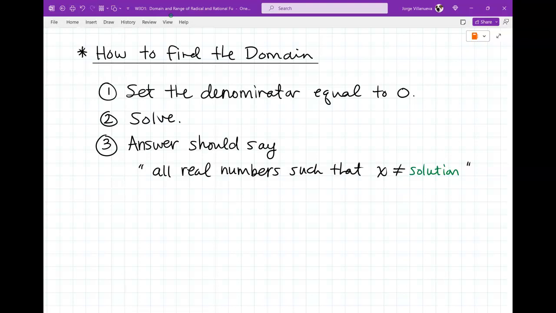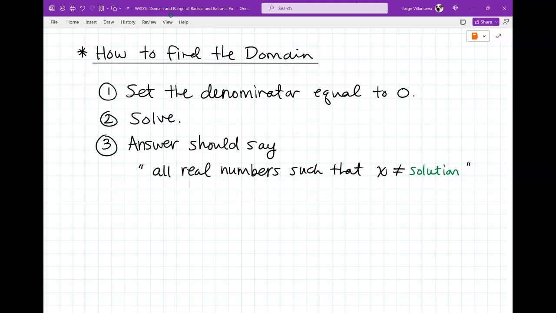Okay? And number 2, you're going to solve it. Once you set it equal to 0, solve it. By the way, you may have to factor. That might happen. So we're going to do a couple examples, some that do factor. And then 3, the answer, once you solve it, you're going to find an answer.